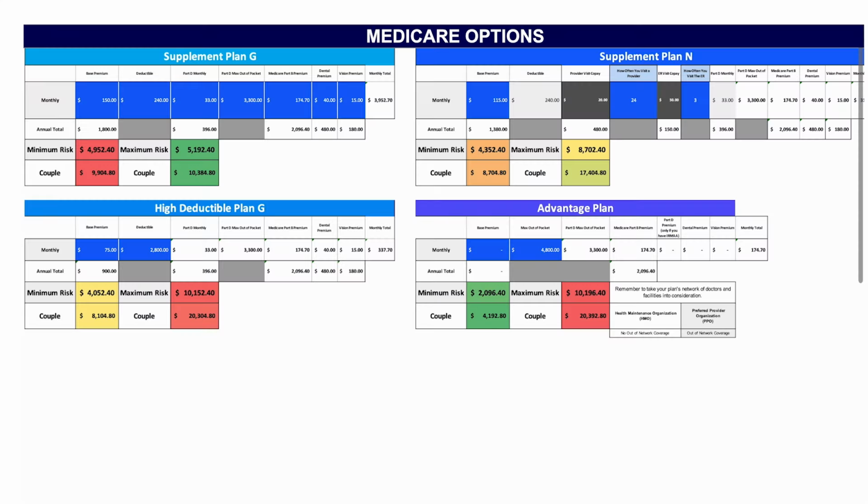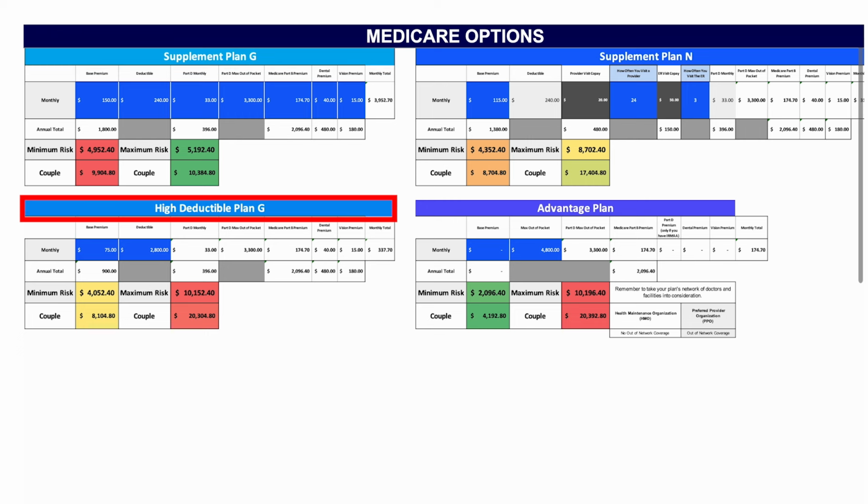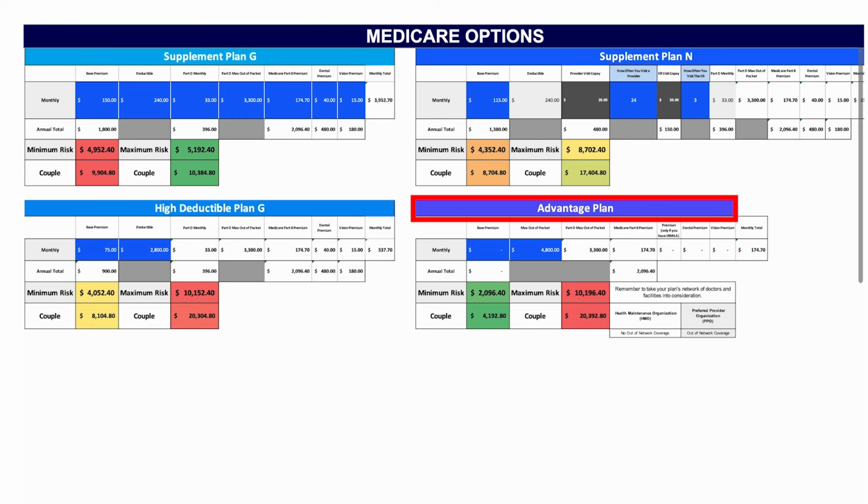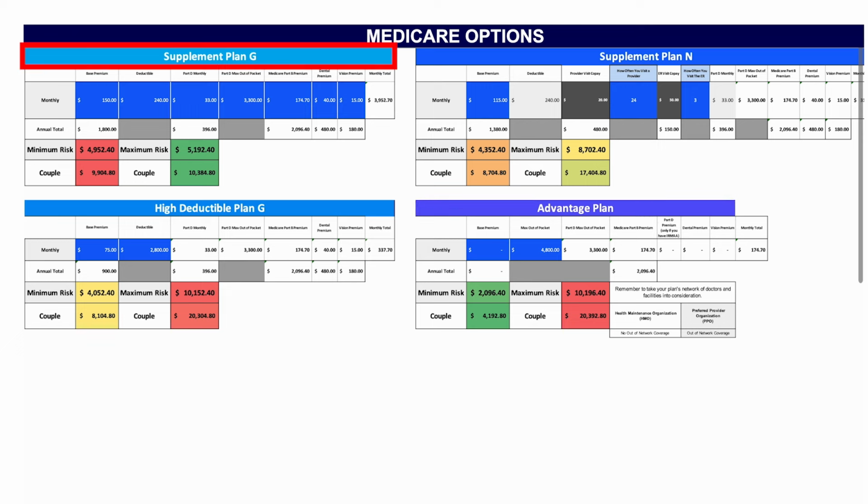As you scroll to the right, you will see 4 Medicare options: Supplement Plan G, High Deductible Plan G, Plan N, and an Advantage plan. I have some average national costs in the boxes. A couple of quick notes on the Medicare side. Plan G sets the tone for most of the others in this spreadsheet.